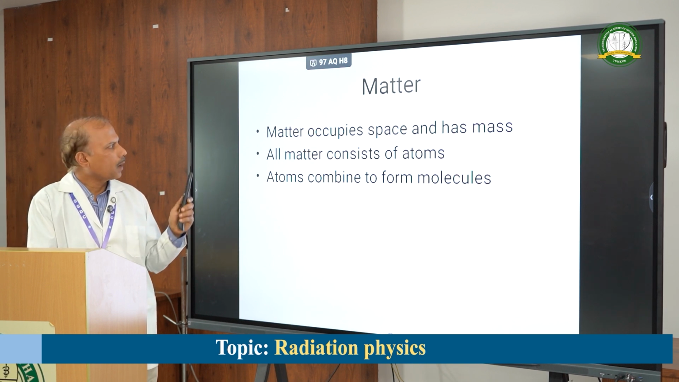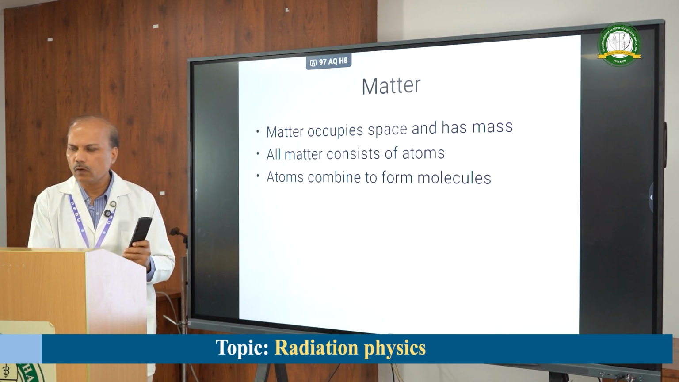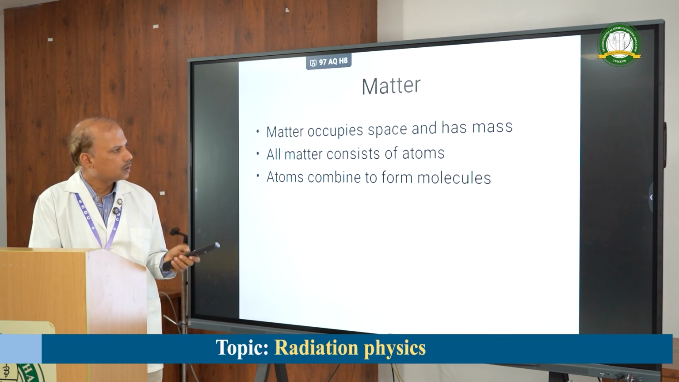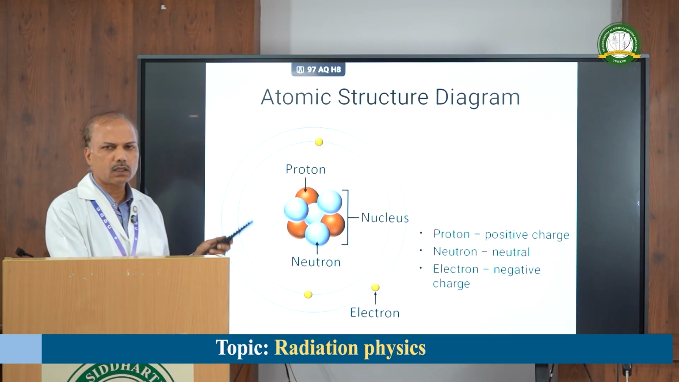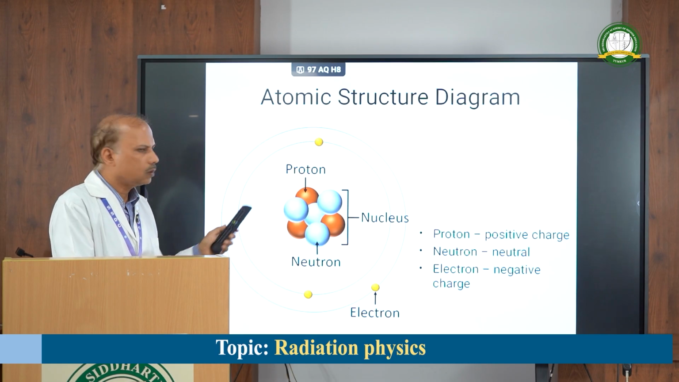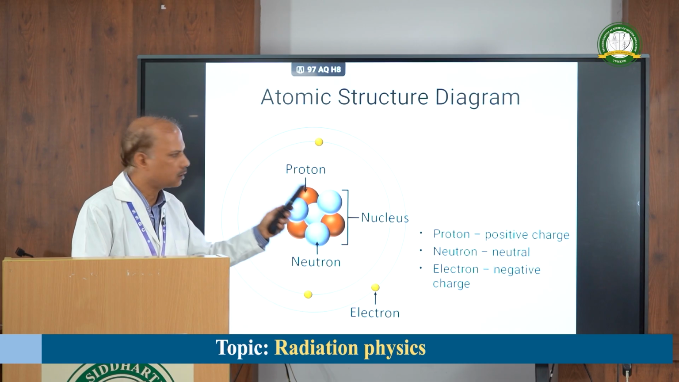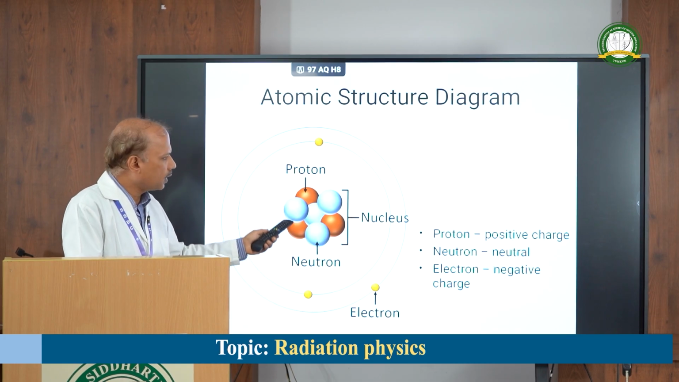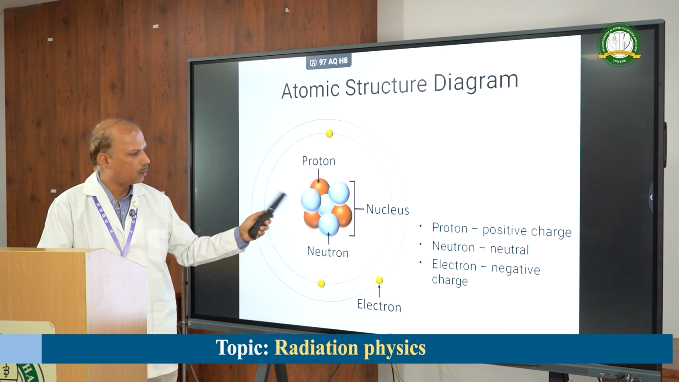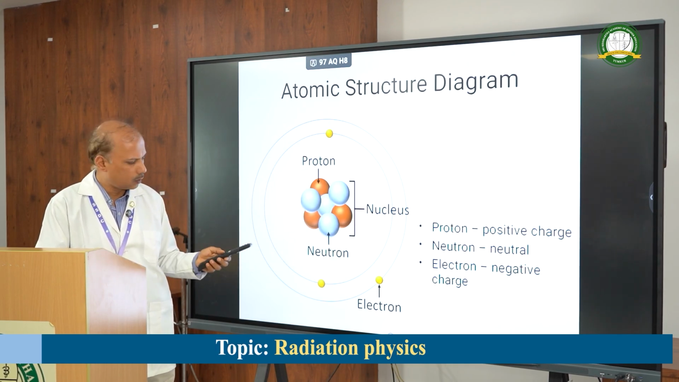So, the matter occupies space and it has mass. The matter is composed of atoms and these atoms combine to form molecules. So, the basic structure of an atom is essential to know. The atom is composed of the central nucleus and the revolving electrons. The nucleus contains protons, neutrons and subatomic particles, whereas the revolving electrons you are able to see there.